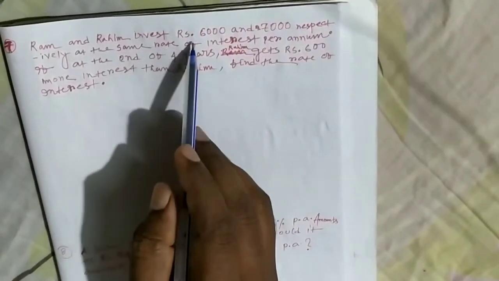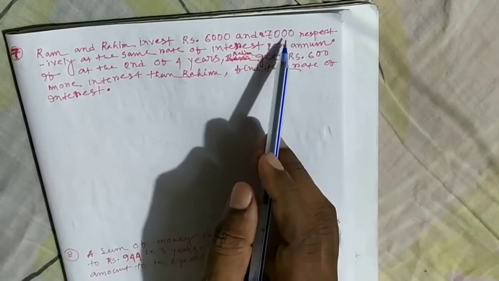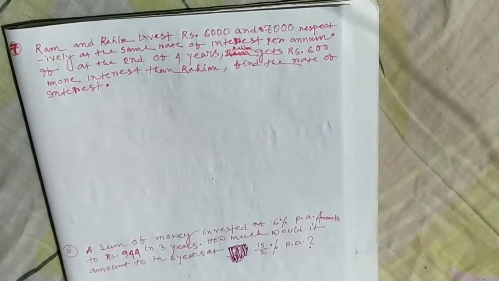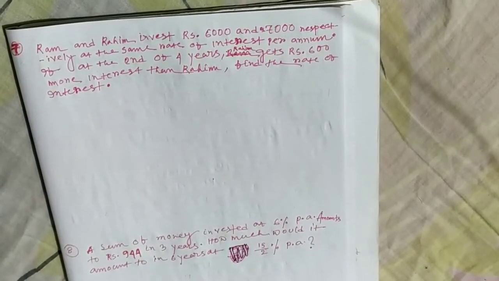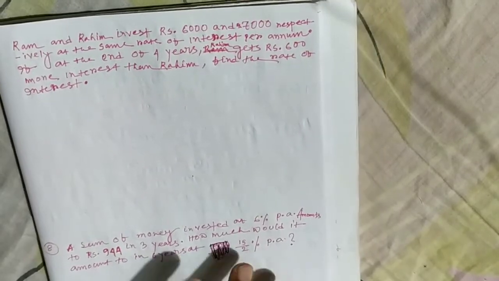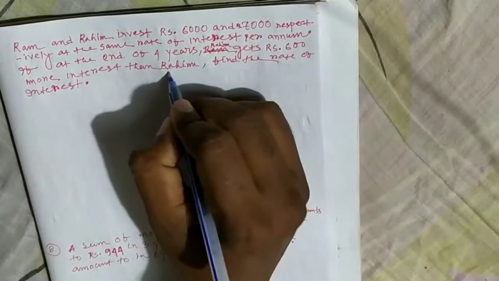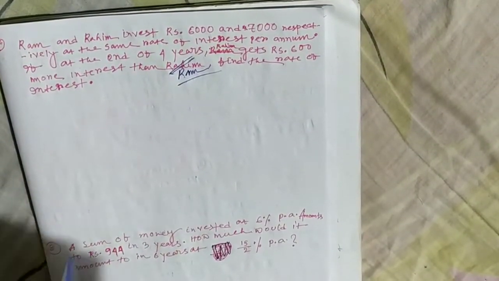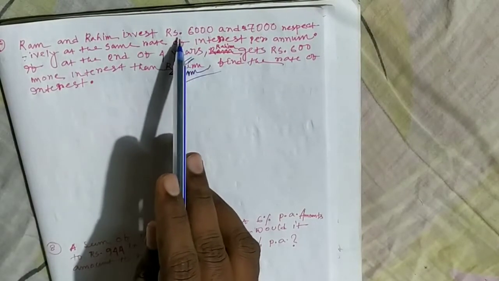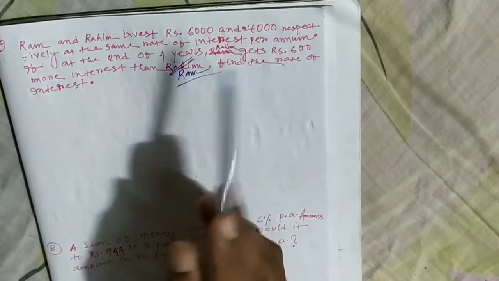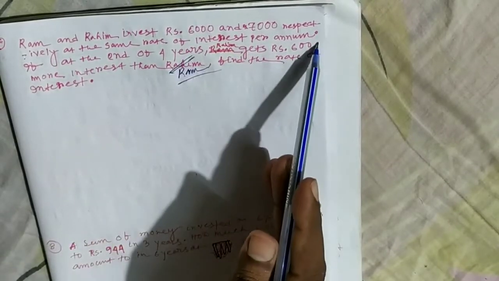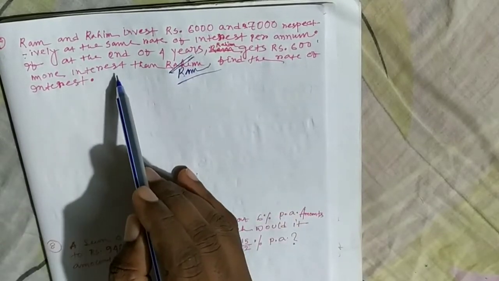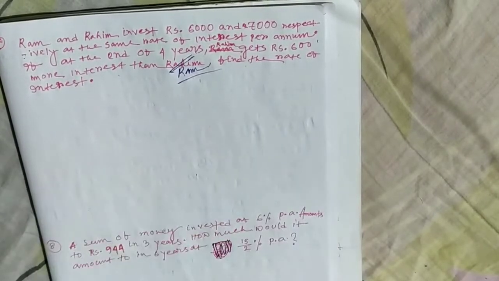Ram and Rahim invest rupees 6,000 and rupees 7,000 respectively at the same rate of interest per annum. If at the end of 4 years Rahim gets rupees 600 more interest than Ram, find the rate of interest.